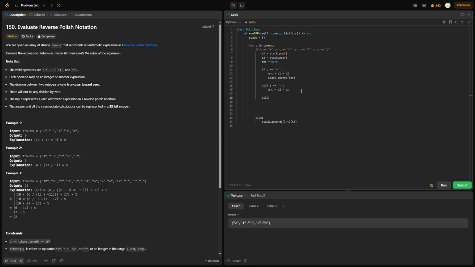Okay, so else if t is multiplication, we're just going to say answer is s2 times s1, or s1 times s2. It doesn't matter. Order doesn't really matter here. And then we need to do stack.append(answer) up here. I forgot to do that. Stack.append(answer). Here is basically division. Now there is something important we have to do here.